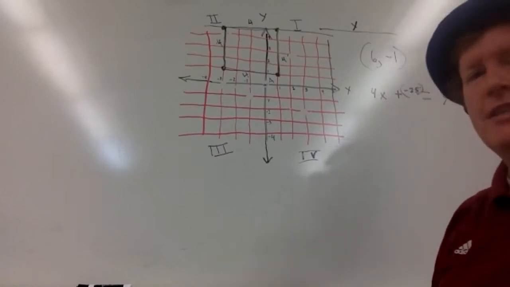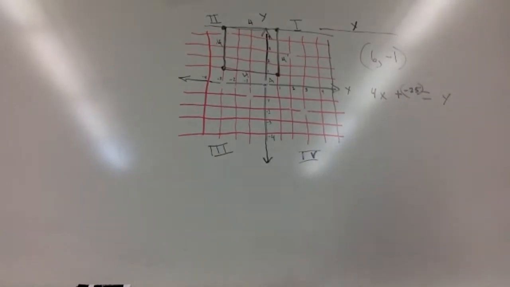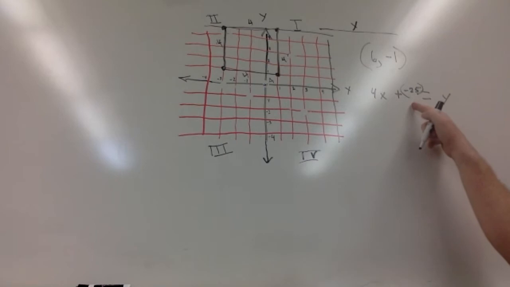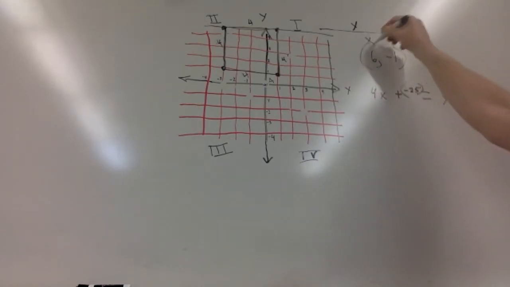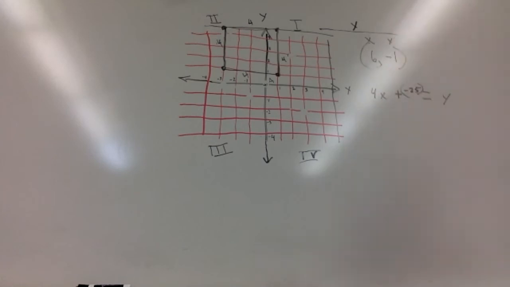Okay. I just did this off the top of my head. I don't know if you can see a little bit better now. This part over here. 4x plus -25 equals y. And then you substitute in. The first number is x. Second number is y. So we put 6 in here.